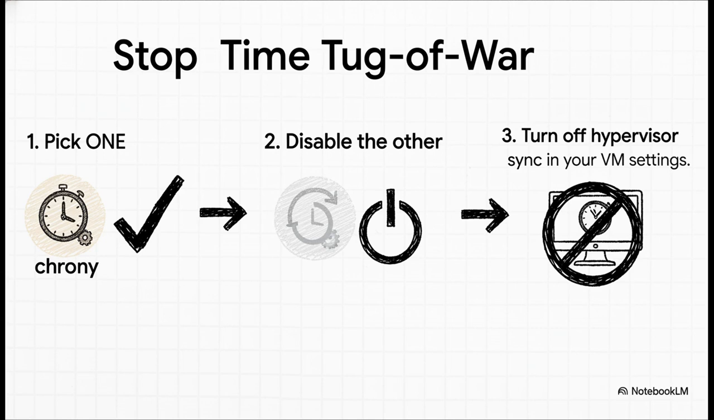First, pick your time service and make sure it's running. Second, explicitly disable the other one so they can't fight. And third, and this is the step everyone misses, go into your VM settings and turn off time synchronization from the host. This tells your hypervisor, hey, back off, let Linux handle its own clock.